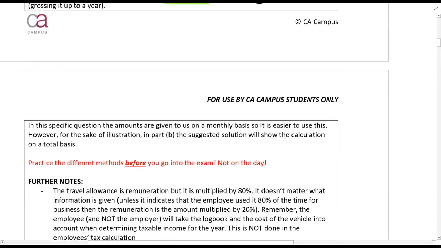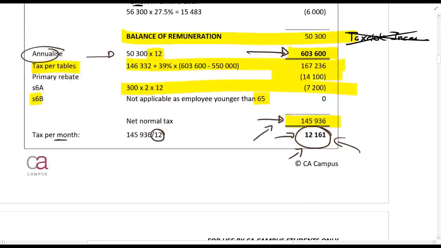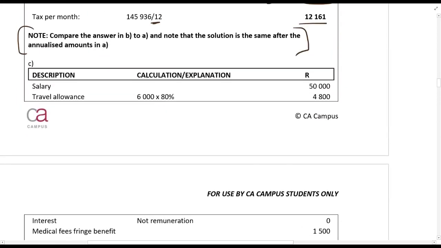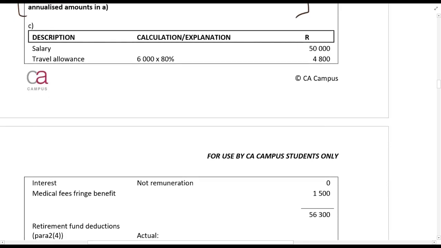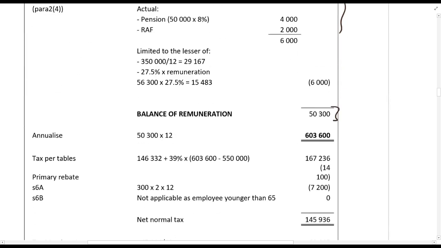Right, and then C, what is it for March until June? So March, April, May, and June, 4 months. Okay, so what do you do, guys? In this case, what I've done is I've decided also to do it on a monthly basis. Everything is 1 month, can you see? Everything's the same here. We annualize it.